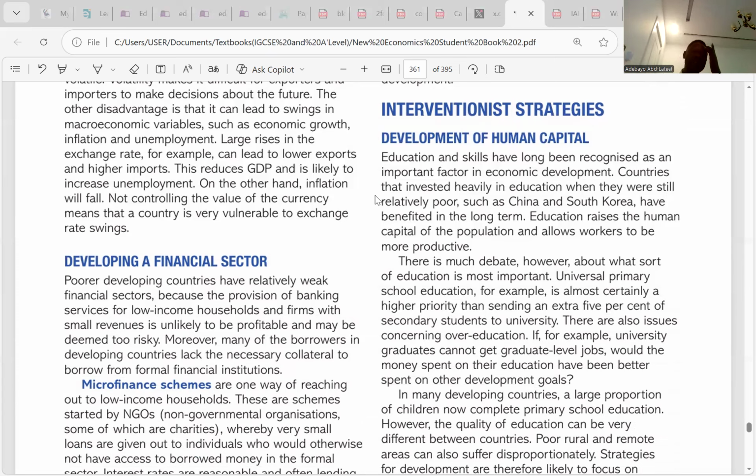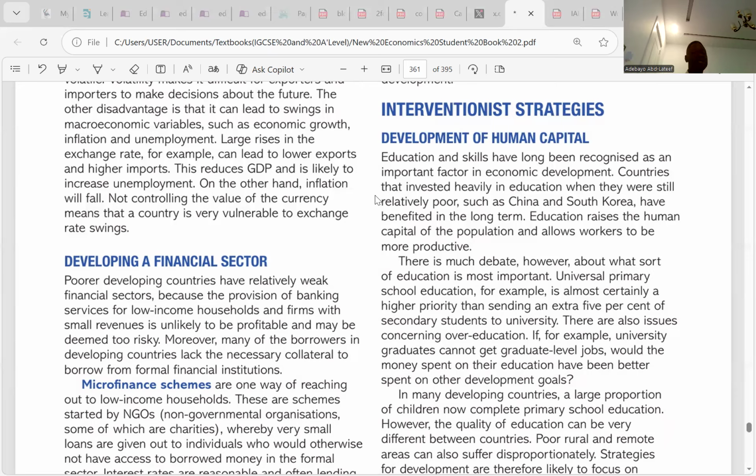Poor developing countries have relatively weak financial sectors because the provision of banking services for low-income households and firms with small revenues is unlikely to be profitable and may be deemed too risky. Moreover, many of the borrowers in developing countries lack the necessary collateral to borrow from formal financial institutions.